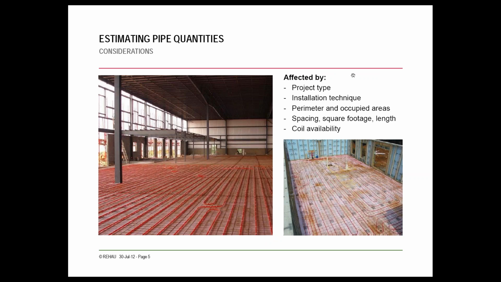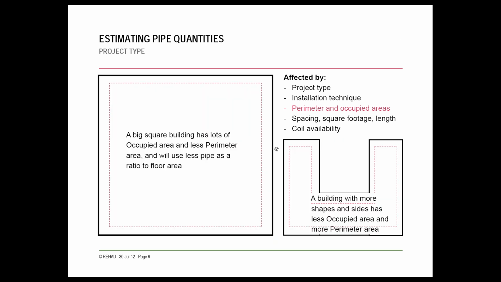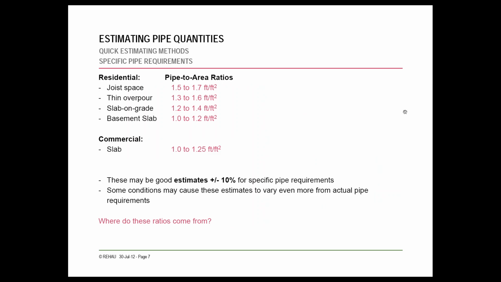Here they're talking about the different aspects that can affect your piping quantities: the type, installation technique, perimeter, occupied areas, spacing, etc. We've touched on most of this, so I'm going to try and buzz through it. The shape of the building, if you want to do tighter spacing around the perimeter, all of this is going to affect the amount of tubing you're going to use. But, and we'll do a couple estimations here, it's not always going to have a huge implication on your final cost.